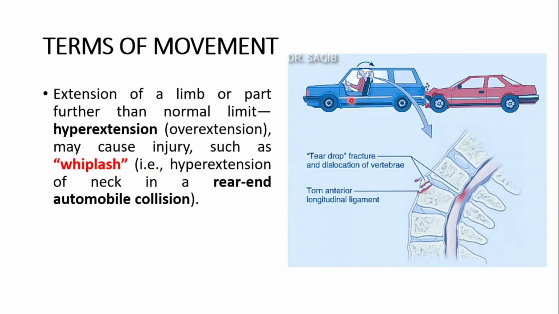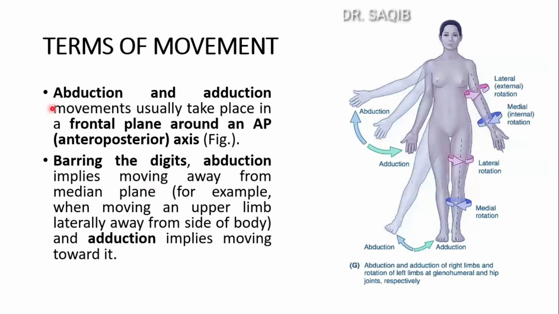Whiplash. This is the whiplash injury, with this red car striking from the back or rear the blue car, and the injury occurs over here. This is the overextension or hyperextension of the neck. This is the injury: teardrop fracture and dislocation of the vertebra take place, and this is the torn anterior longitudinal ligament. This is the whiplash injury.